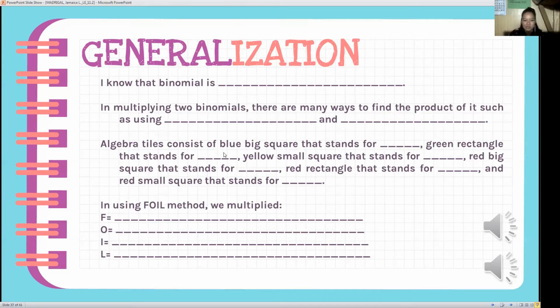Algebra tiles consist of a blue big square that stands for x squared, a green rectangle that stands for x, a yellow small square that stands for 1. How about the red big square? Negative x squared. Next, the red rectangle stands for negative x, and the red small square stands for negative 1. In using the FOIL method, we multiplied F, first 2 terms. How about O? Outer terms. I is for inner terms, and lastly, L is for last 2 terms.